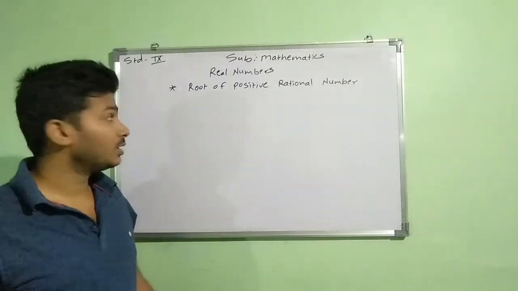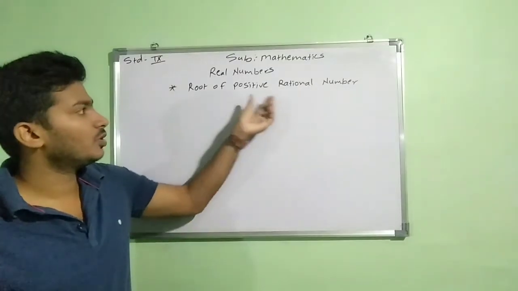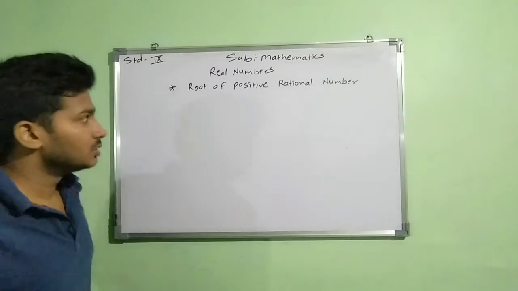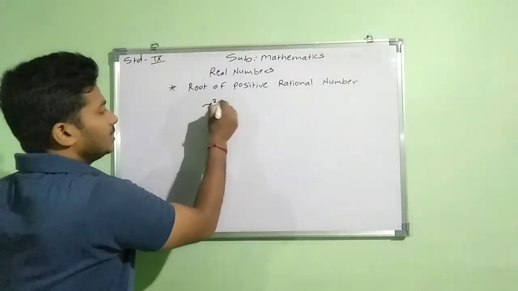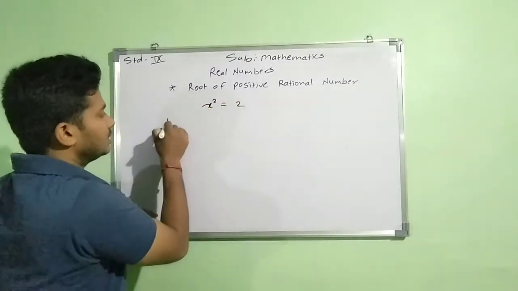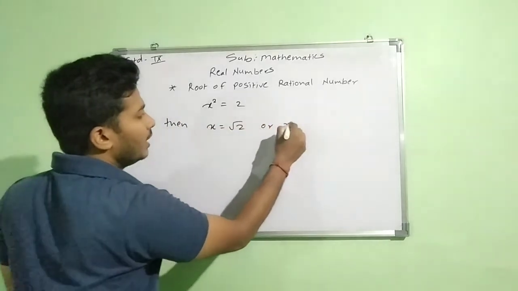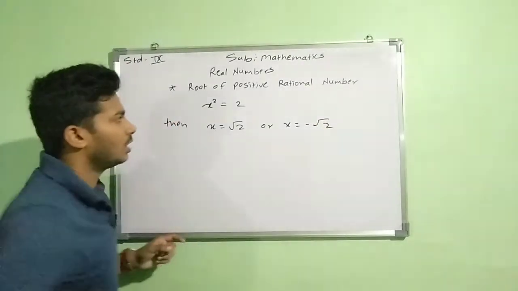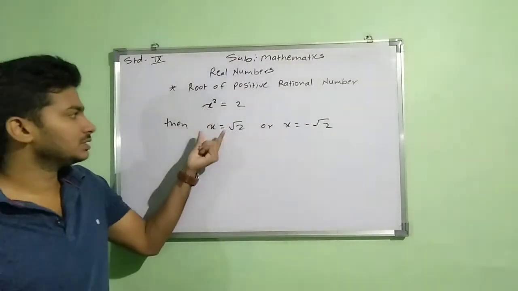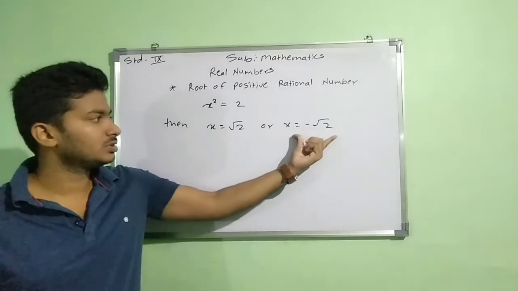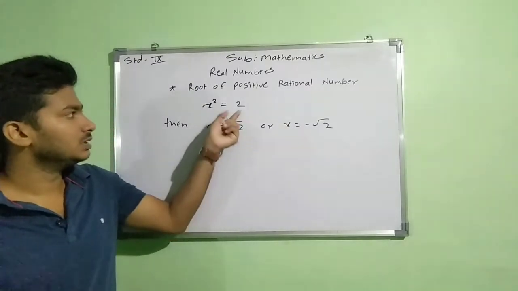Hello students, our today's topic is root of positive rational number. If x square is equal to 2, then we can say x is equal to root 2 or x is equal to minus root 2. After taking square root of this term, we can say x is equal to root 2 or x is equal to minus root 2, because the square of both the terms is 2.